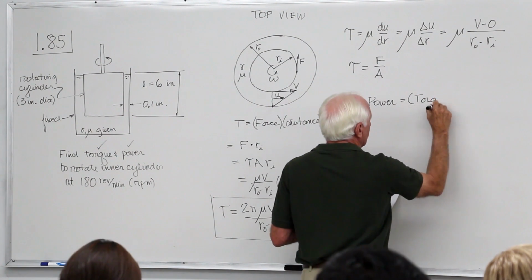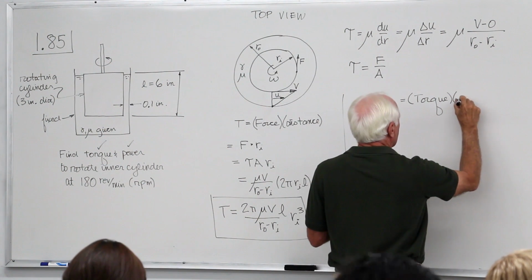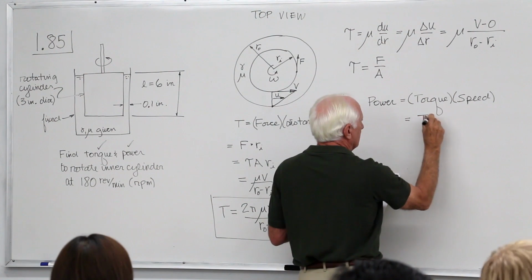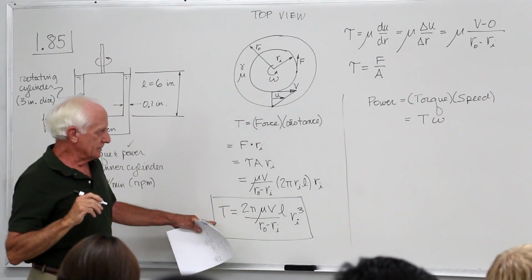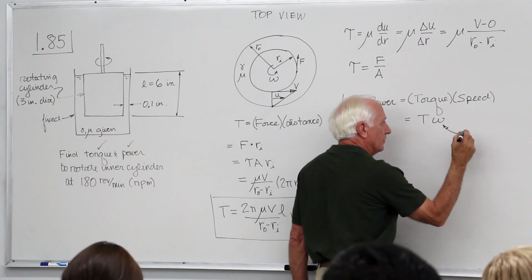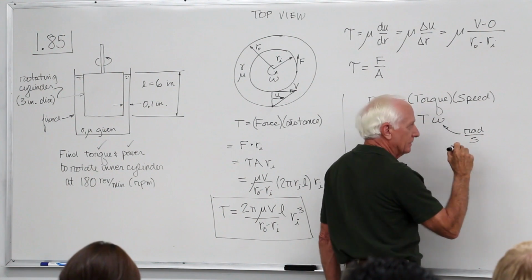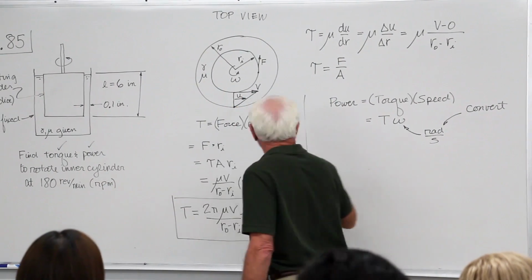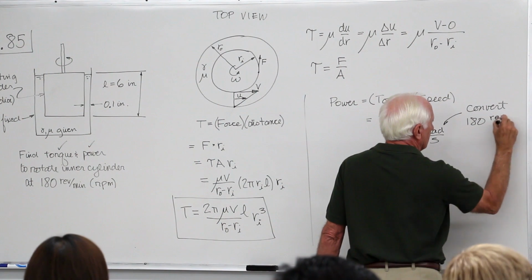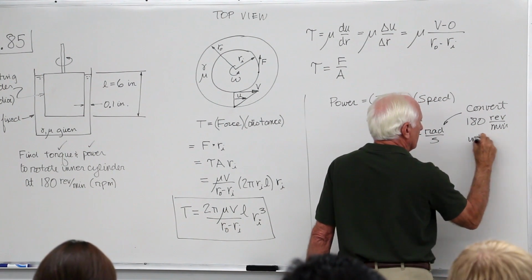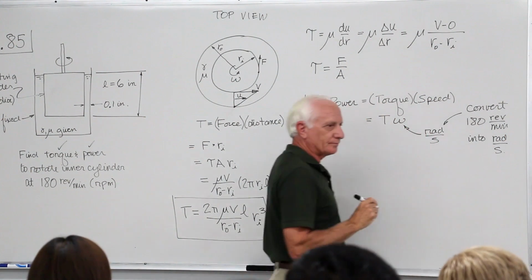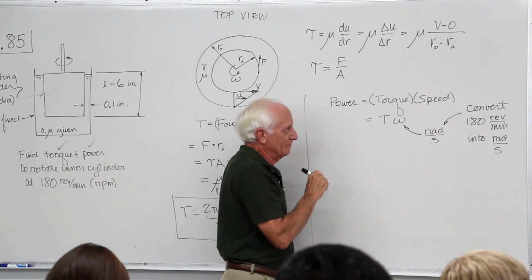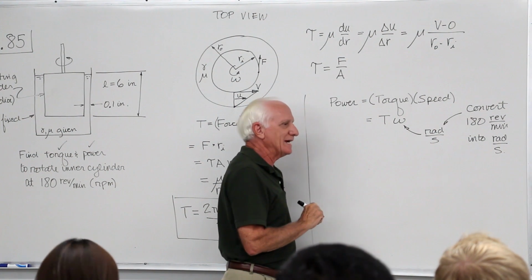Power equals torque times the speed. Torque is T, speed is omega. So take that answer, put it up there. Omega, be careful. This has to be in radians per second. Okay, so we have to convert. What was it given to us in? RPM, 180 revolutions per minute into radians per second. Why? Because the angle has to be dimensionless. You can't put revolutions in there. You have to put the angular rotation in radians, dimensionless.